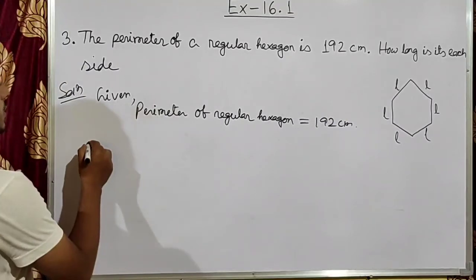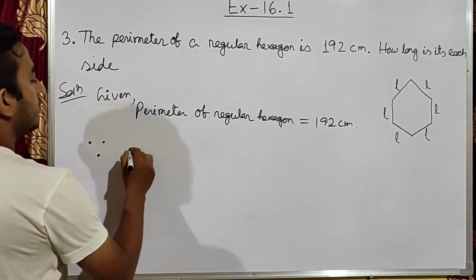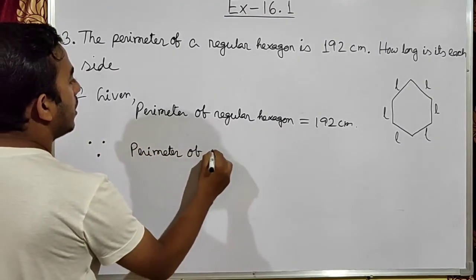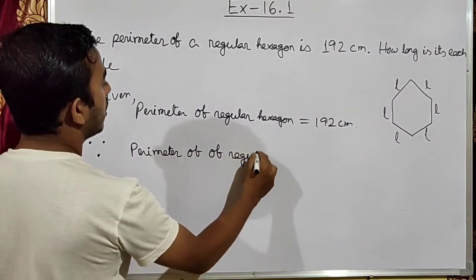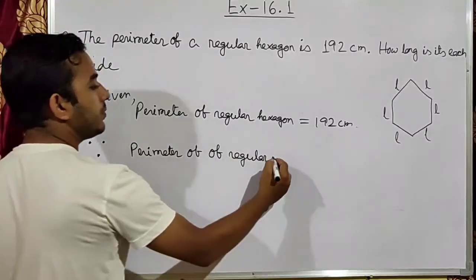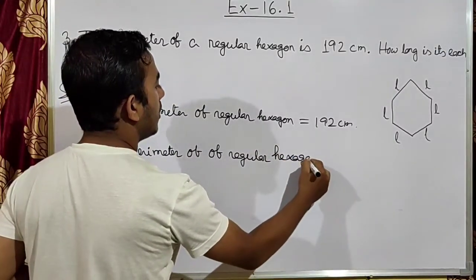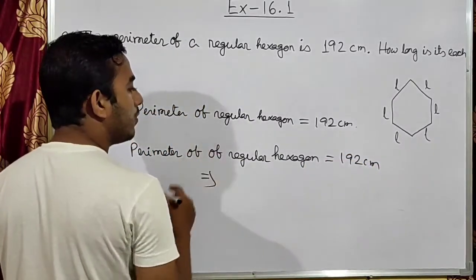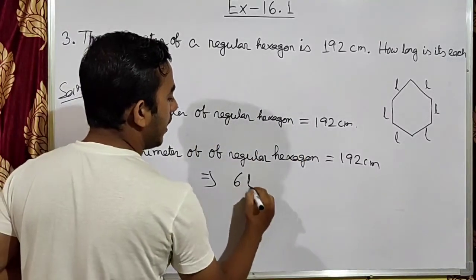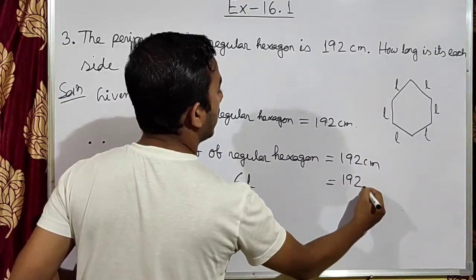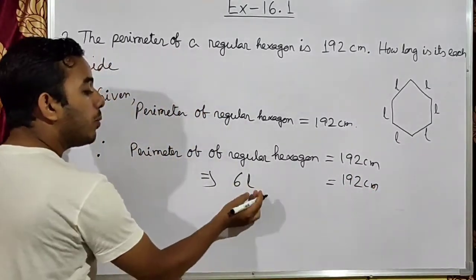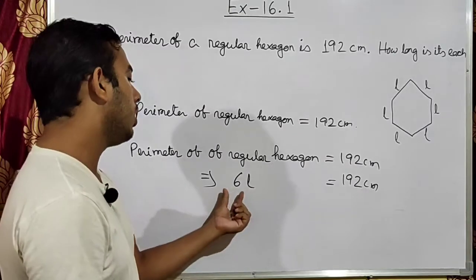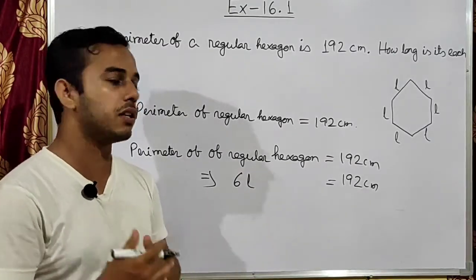Now we will write: since perimeter of a regular hexagon equals 192 centimeter, and we know the perimeter of a regular hexagon is 6L, so 6L equals 192 centimeter. Now here, what we have to find? We have to find the length of each side, that is L. If we find the length of L, we can say the length of the side of the hexagon.